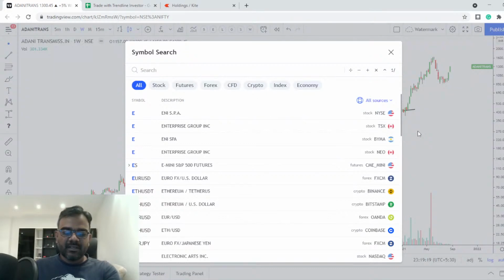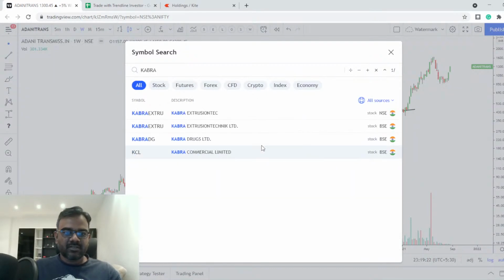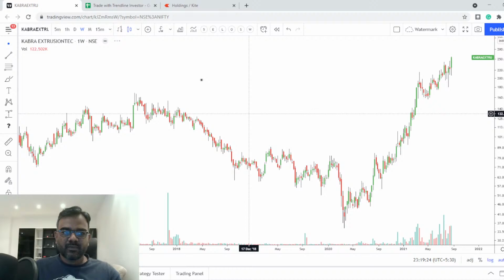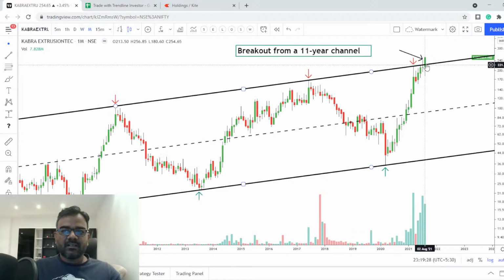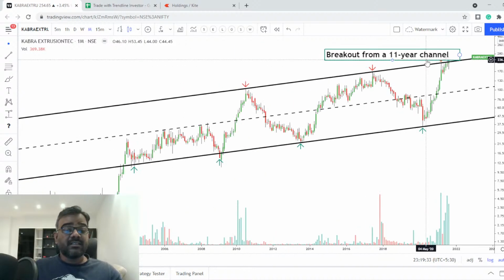Now, the same thing I'm expecting in Cable extrusion, which I mentioned yesterday. This is a parallel channel breakout, and here also I'm expecting the same move. The move would get so strong. That's the behavior of parallel channel breakouts, because they've been going sideways for years and decades. Even though the move from here to here has been strong, since 2010 it has hardly given any return. It was at 100 and now it's at 250. That's just a 1.5x return in 2.5 years if you entered right at the top there.